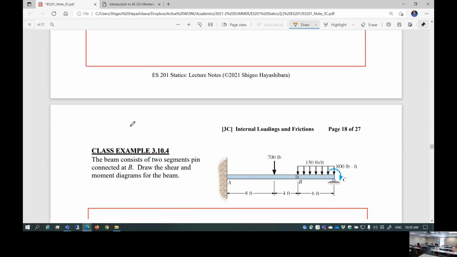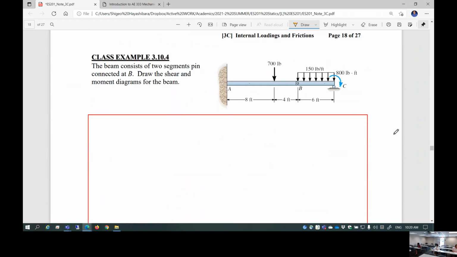Next page. Oh, here's another class example. Well, anyways, what's this? This is not the beam. Well, it's a beam, kind of, but it's more like different beams. Wait. This is a pin supported. Well, you can, of course, create a beam with a pin support, connecting two beams. But what's the problem if you do such a thing?